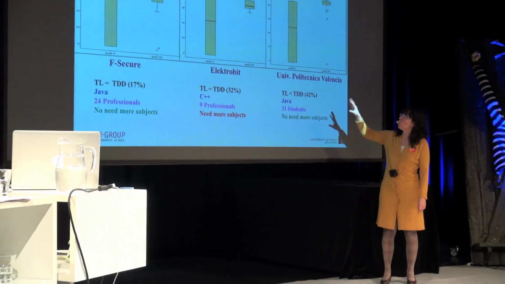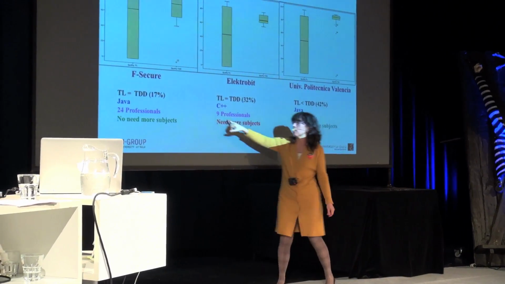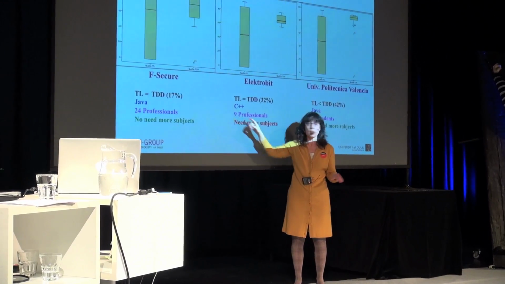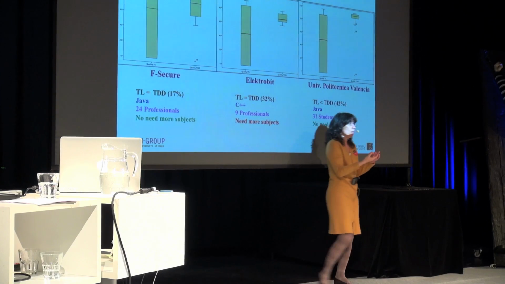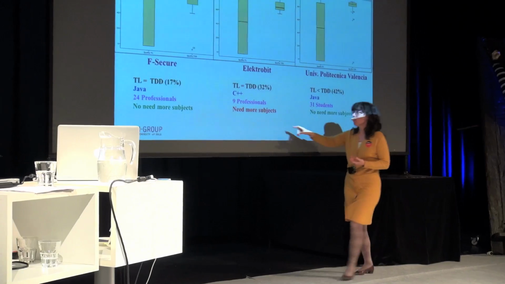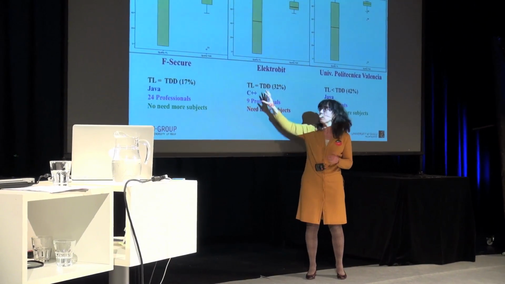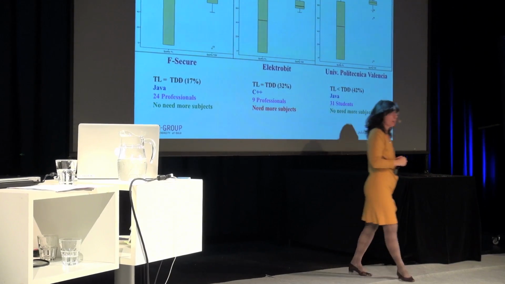So, notice also some other interesting things. In the case of Electrobit, for instance, we didn't have a lot of participants, and then we had what we call power problems. The experiment is not able to provide powerful results, and is saying, I would need more people to give you a more valid, reliable answer.